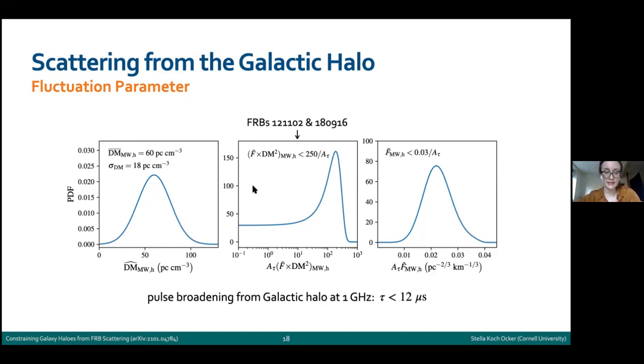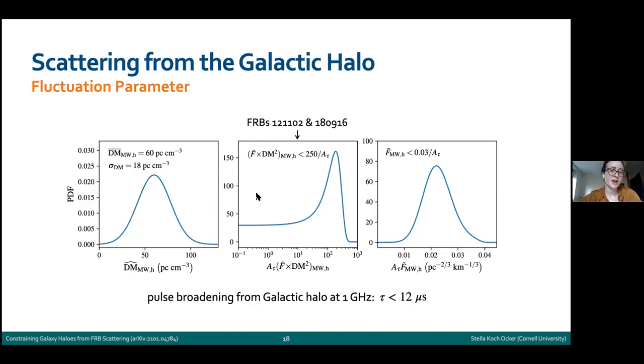And this upper limit implies a maximum amount of pulse broadening from the galactic halo of 12 microseconds at 1 gigahertz. And I should also say that this upper limit is probably fairly conservative, precisely because 121102 shows such strong evidence of virtually all of its scattering coming from the galactic disk, as I showed you earlier. So to actually get at an individual constraint on the fluctuation parameter, we need to make some assumption about the DM of the Milky Way halo.